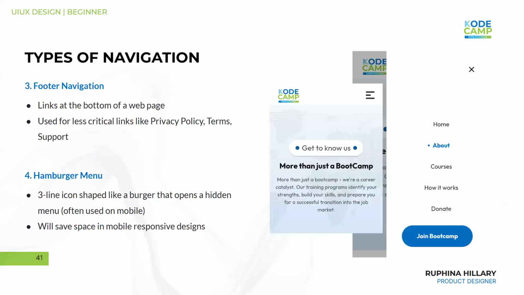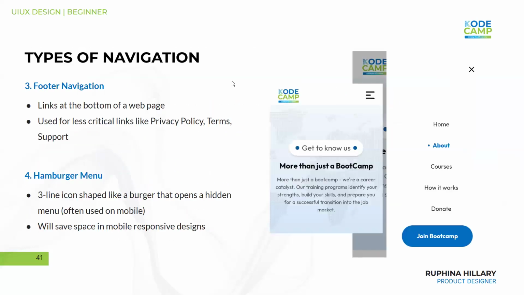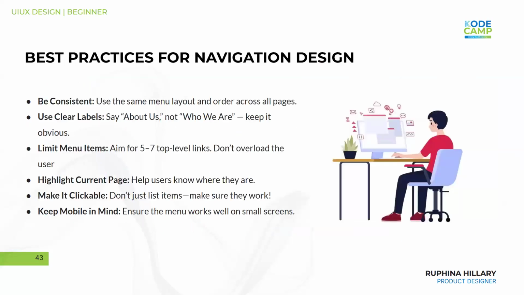Now in this CodeCamp website, if you're accessing it from your desktop or your laptop, it's going to be a top navigation, a horizontal line. But if you're accessing it from your mobile phone, same website, it's going to be a hamburger menu. So we should keep all these things in mind when designing our navigation system.